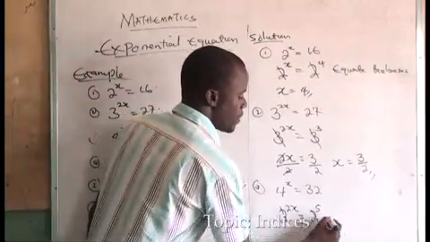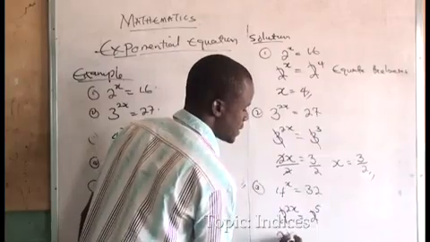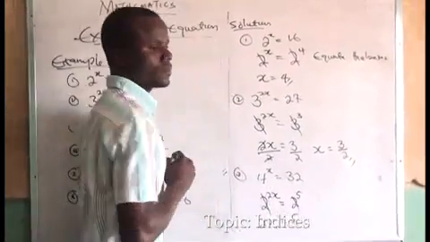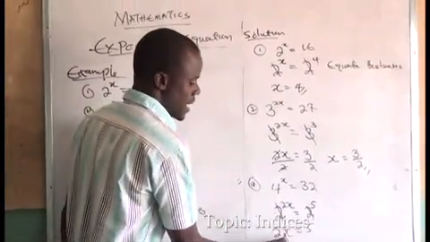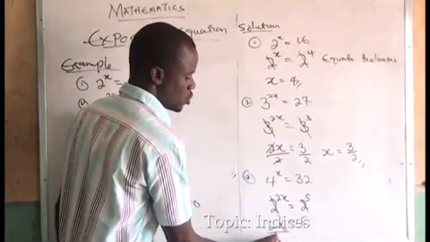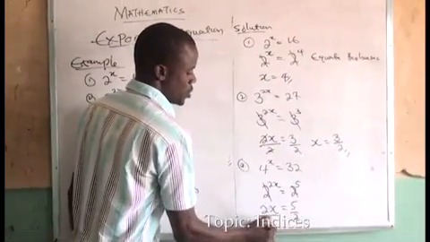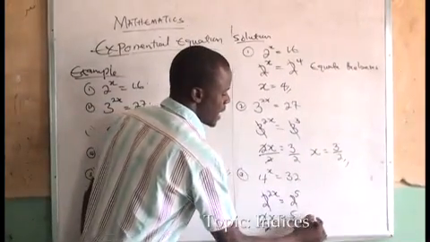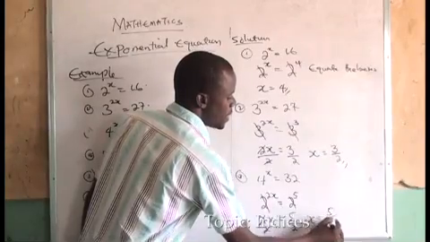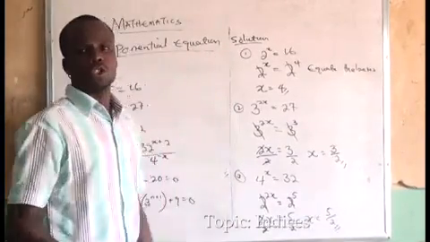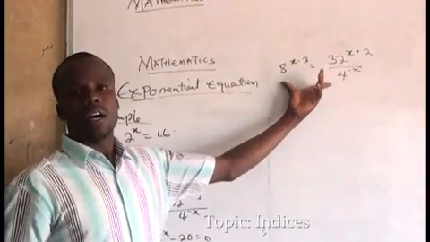So here we equate the powers. We have 2x equals 5. So divide both sides by the coefficient of x, which is 2. These two cancel. Then x alone is 5 over 2. This is the answer. We have another one here.